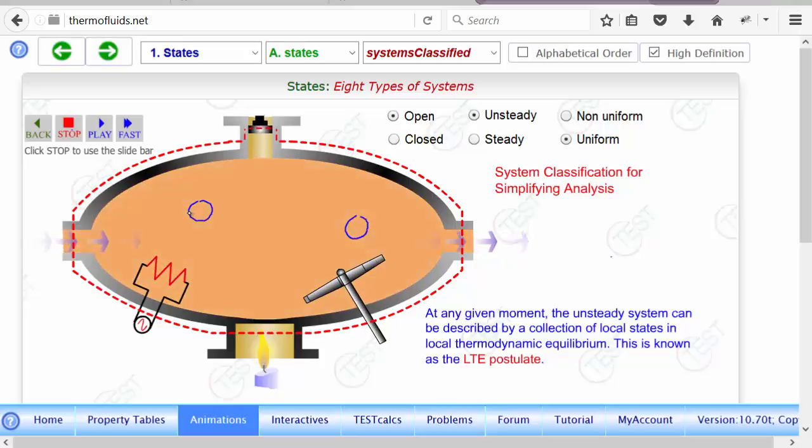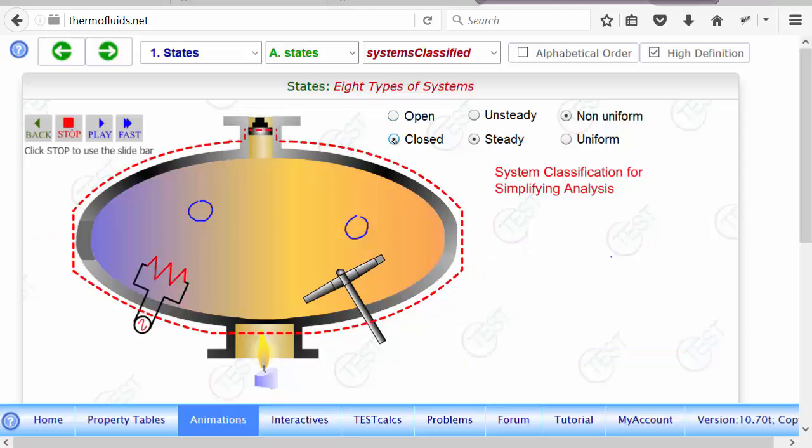So if I have a block of copper, temperature everywhere is equal at a given time. Of course, if it's unsteady, as you can see, with time things can change. So what we'll be focusing on this time is a closed system that is steady. We'll limit all our discussion to this specific type of system in this particular module.